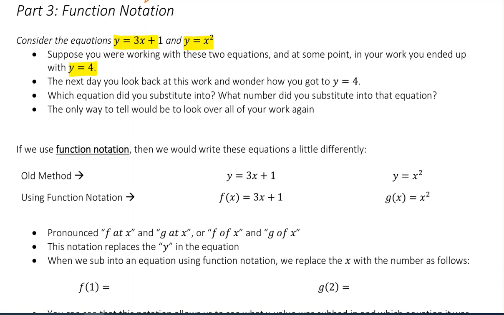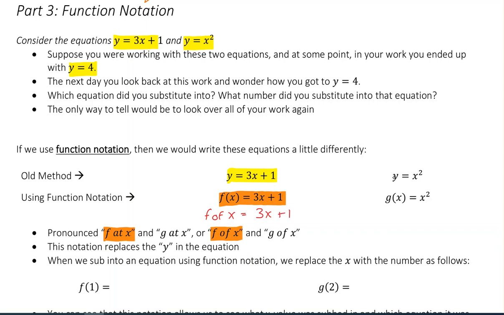So we have developed a new function notation so that we can write these equations a little differently. The old method, we have y equals 3x plus 1. In our newer method, I'm going to have f of x equals 3x plus 1. It's a little different. How I would say that is "f at x" or "f of x". So for this one right here, f of x equals 3x plus 1.